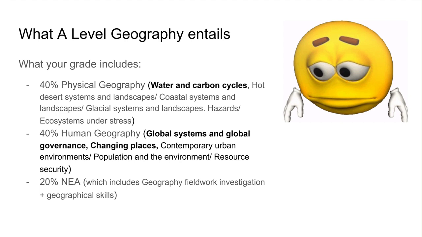40% is human geography, where you have to do global systems and global governance, and you need to do changing places. Then your school can choose to do either contemporary urban environments, population and the environment, or resource security. So again, the ABC kind of thing. Everyone does global systems and global governance, then section B is changing places, and then C is those options.